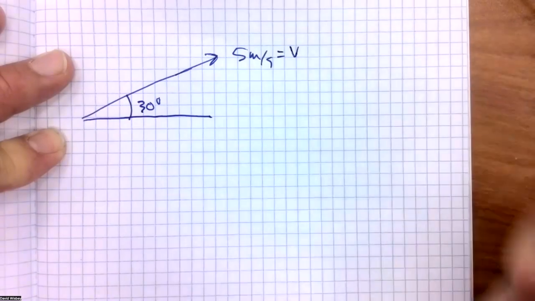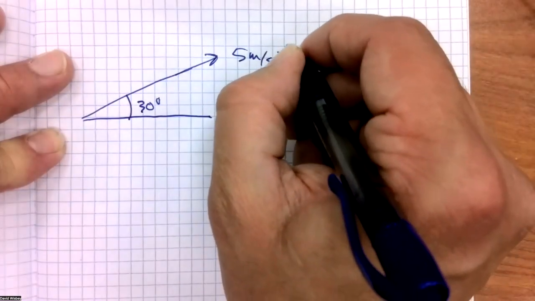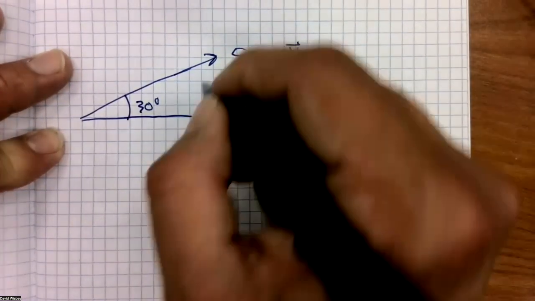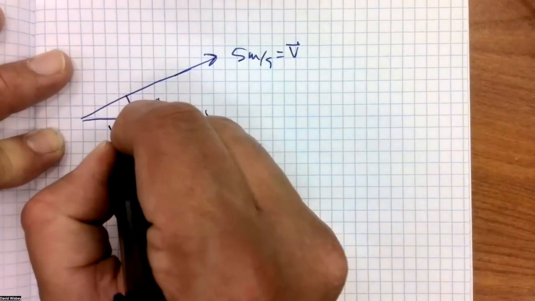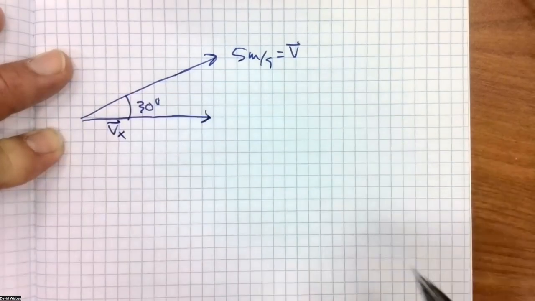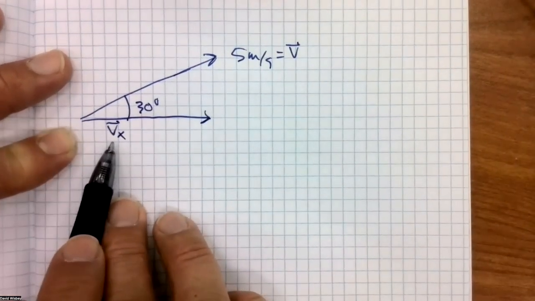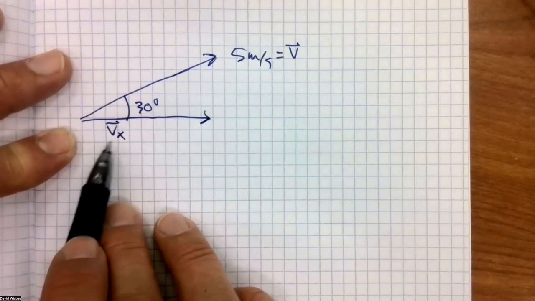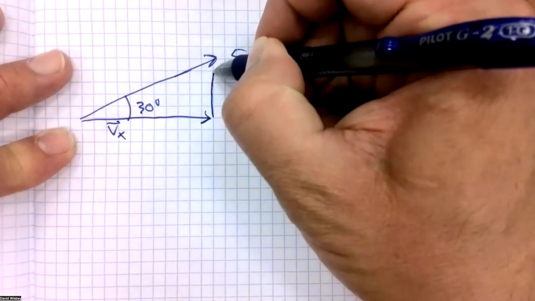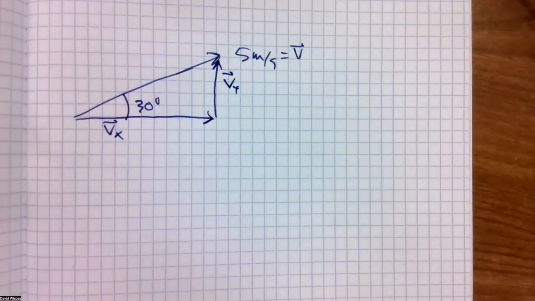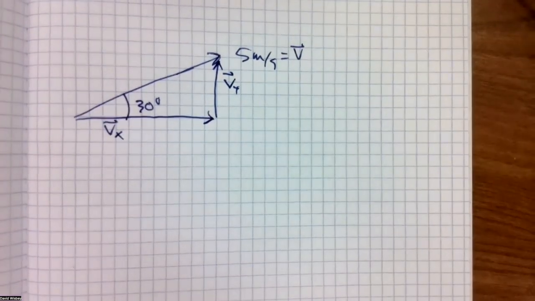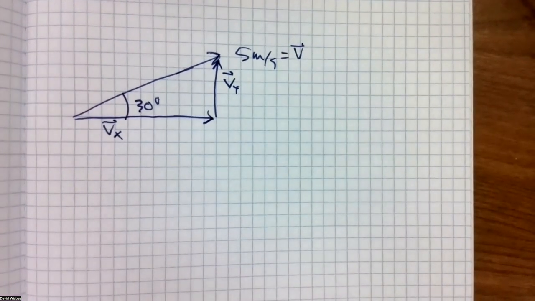This is our velocity, and we'll draw a little arrow there, okay? So then we have a Vx velocity vector. That's its component in the X direction. And we also have a Vy vector. We can call it a vector, okay? And that one just points in the Y direction, okay?